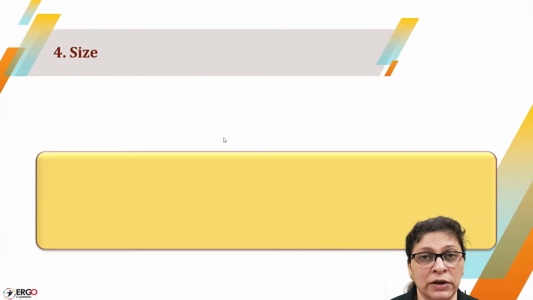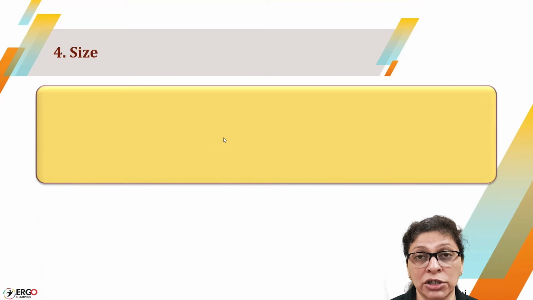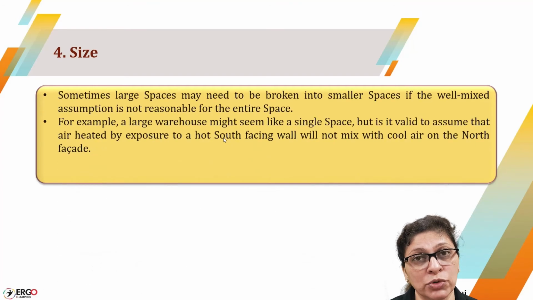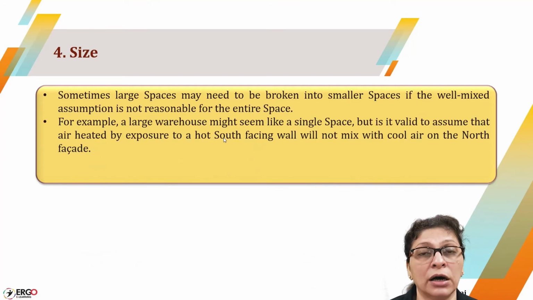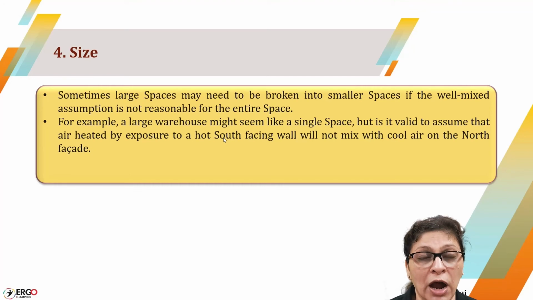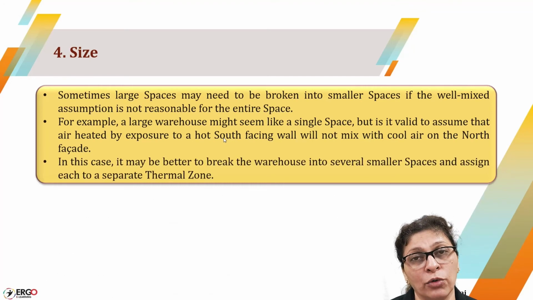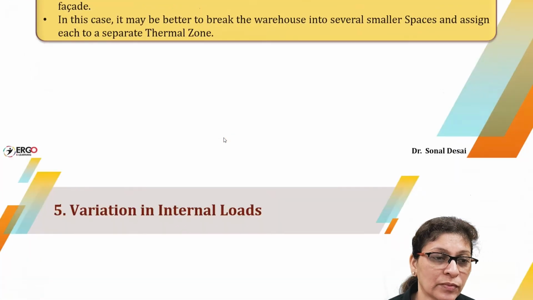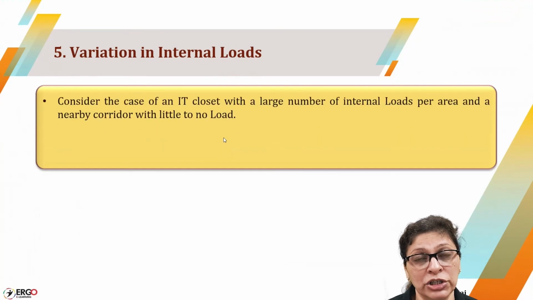Size also matters. When we talk of a large size building, a large conference room, or a large size warehouse, then we cannot assume them as a single zone, because some surfaces which are exposed to higher sun area will have a larger heat load, while some surfaces which are away from solar radiation will have lower heat load. So we have to divide them into a number of spaces as well as thermal zones. Then their internal load variation is also possible.